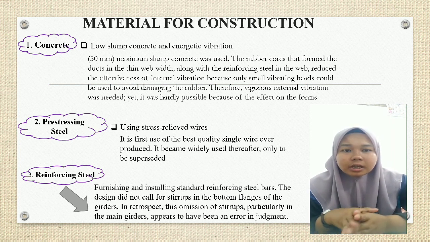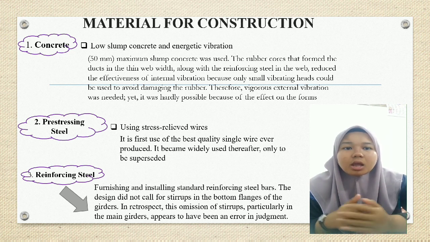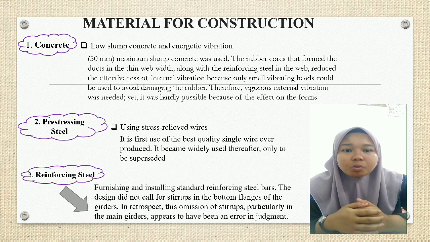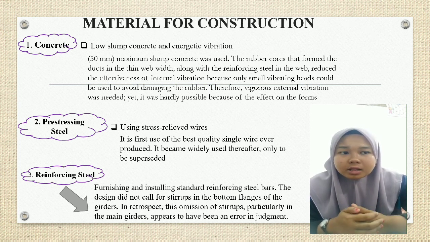Okay, materials for construction of the Walnut Lane bridge. First, concrete. The type of concrete was low slump concrete with energetic vibration. A 50 mm maximum slump concrete was used. The rubber core that formed the duct in the thin web, along with the reinforcing steel in the web, reduced the effectiveness of internal vibration because only small vibrating heads could be used to avoid damaging the rubber. Therefore, regular external vibration was needed, and it was hardly possible because of the effect on the forms.